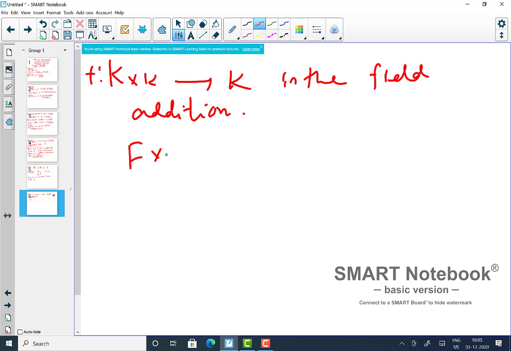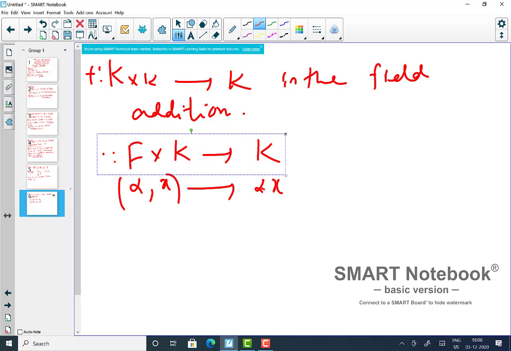And you have a map from F cross K to K, and that means what? I'm using the same notation, but it is called scalar multiplication. So you're taking an element, say alpha, from F, and an element x from K, and this will map to alpha x. Remember alpha is also an element of K, and this is just a natural product. Now with respect to these two operations, this K becomes a vector space, right? Because it satisfies all the properties of a vector space.